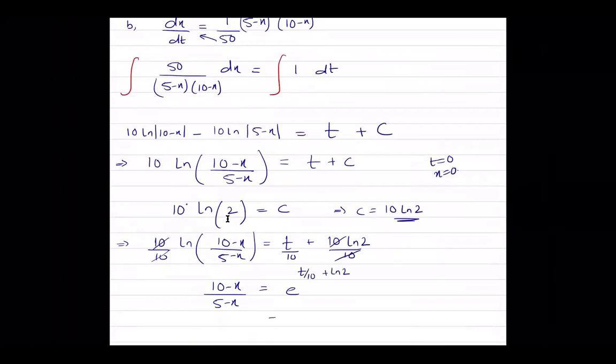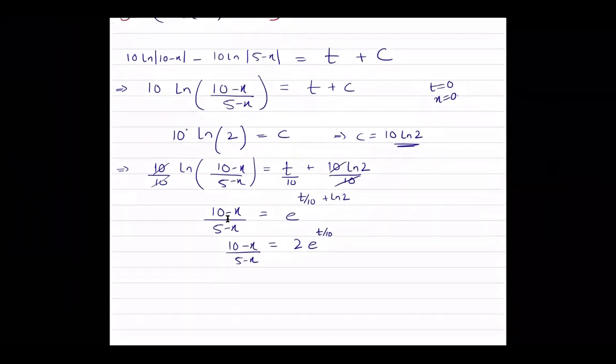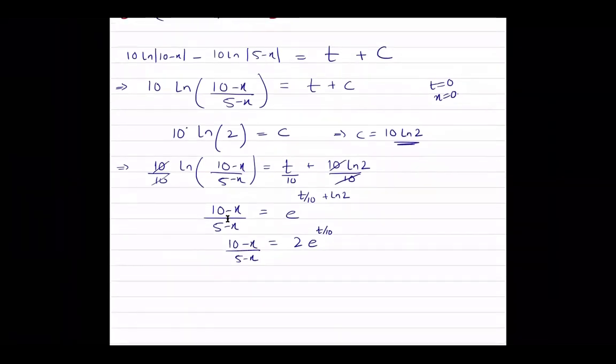e to the power of ln 2 is just 2, so 2 e to the power of t upon 10 is equal to (10 minus x) over (5 minus x). I'll have to make x the subject, so 10 minus x equals to 5 times 2 is 10, e to the power of t upon 10, minus 2x e to the power of t upon 10. 2x e to the power of t upon 10 plus x is equals to 10 e to the power of t upon 10 minus 10.